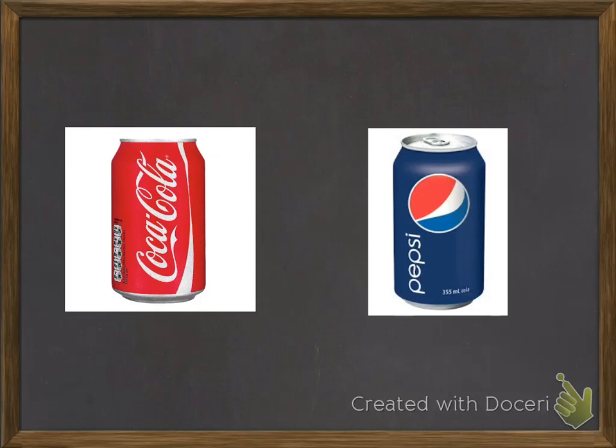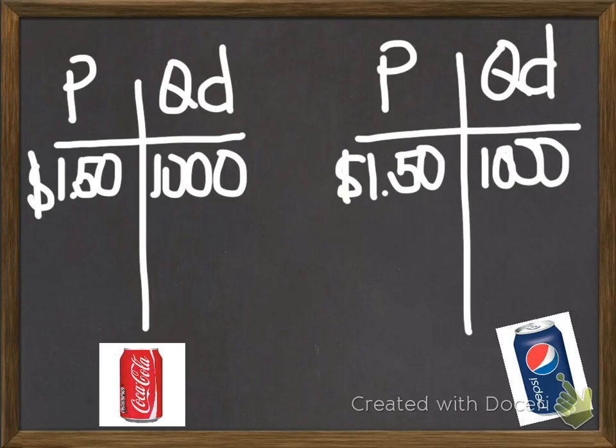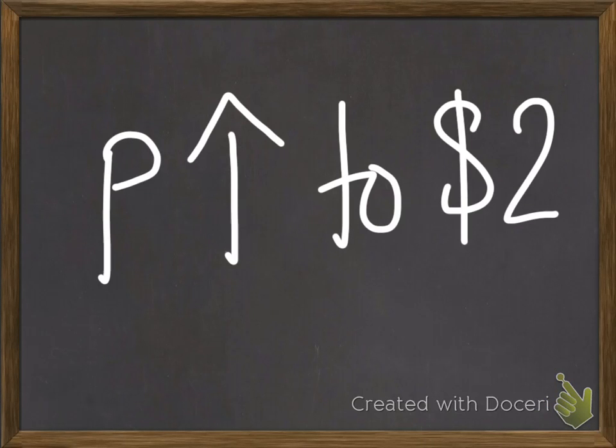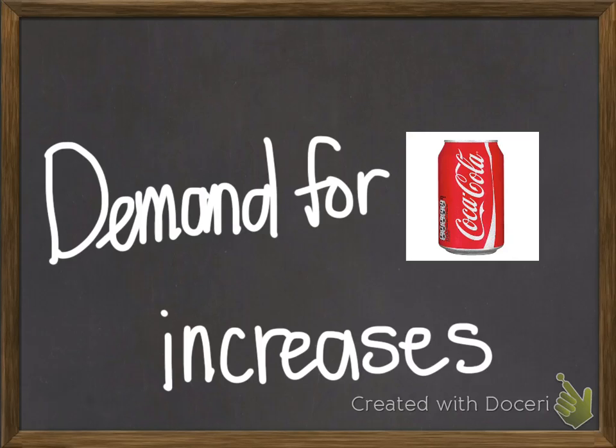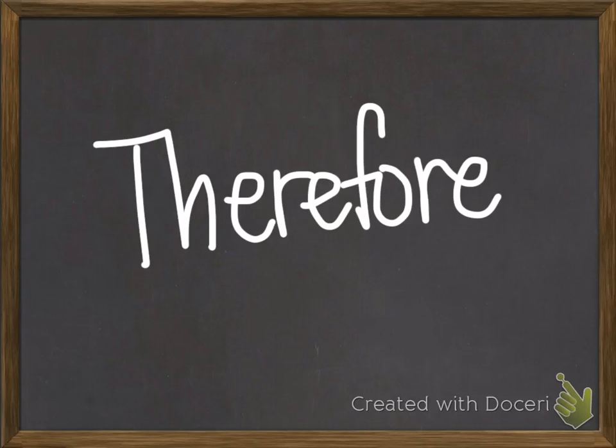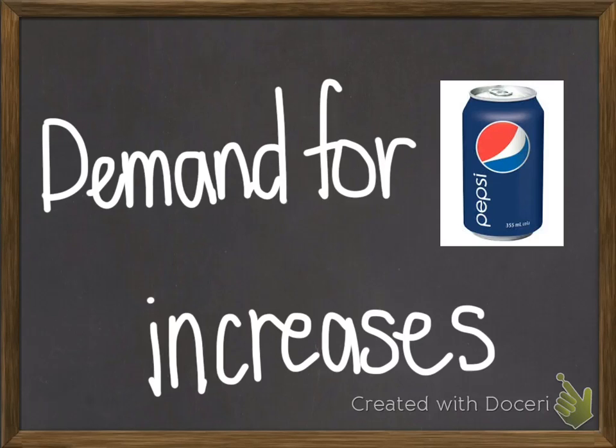For Coke, the price is $1.50 and the quantity demanded, which is QD, is 1,000. The price of Pepsi is also the same, $1.50, and the QD is 1,000 as well. Now, what will happen if Coke Company decides to increase its price to $2? In this case, due to the law of demand, the demand for Coke will possibly decrease. Since Pepsi is a substitute for Coke, consumers will start changing their demand to Pepsi, which makes the demand for Pepsi increase, and vice versa.